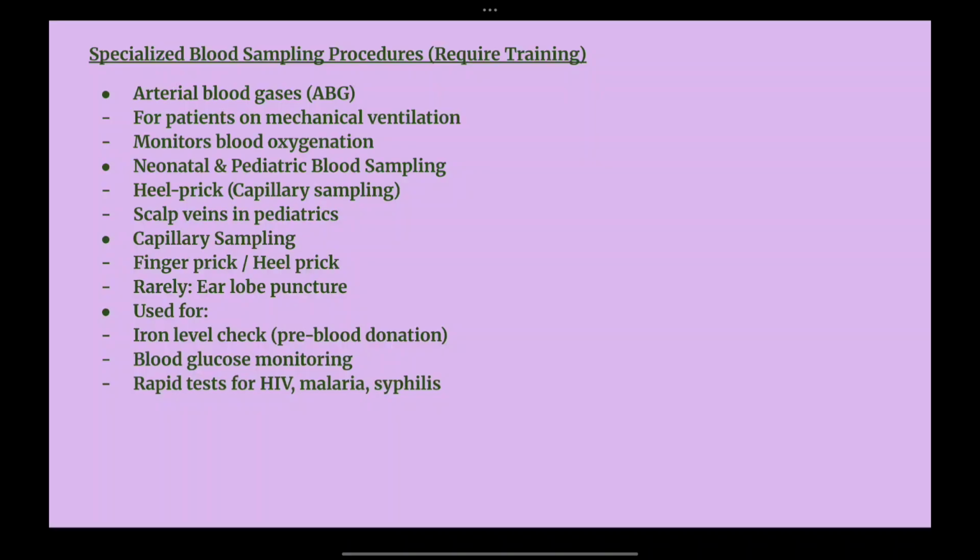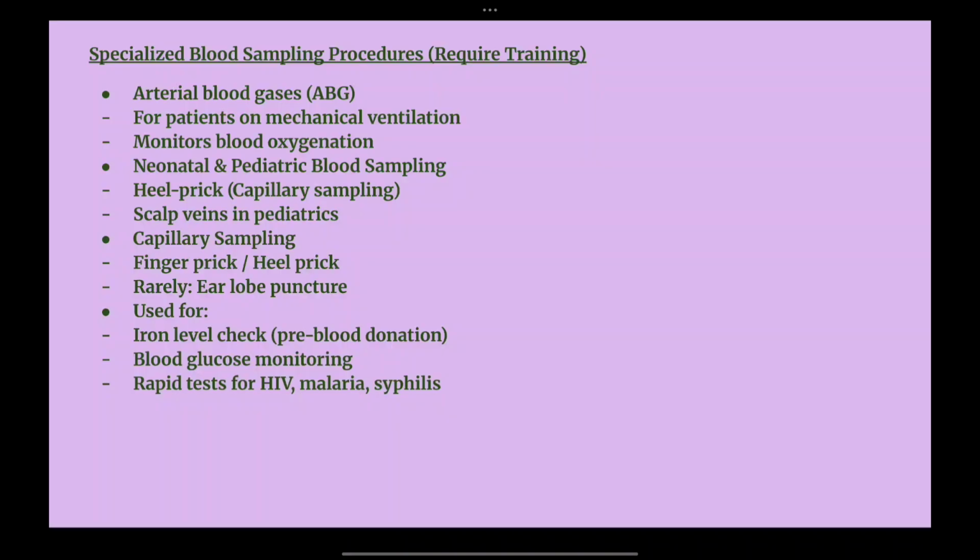A patient who is on mechanical ventilation, who is not able to breathe by himself, is put on a mechanical ventilator where the machine does the work of the lungs. Those patients may have low oxygen saturation levels in the blood. So the oxygen saturation can be measured by taking the arterial blood gas sample. Arterial blood sampling is done to determine the amount of gases, that is carbon dioxide and oxygen, present in the blood, and this will monitor the blood oxygenation.